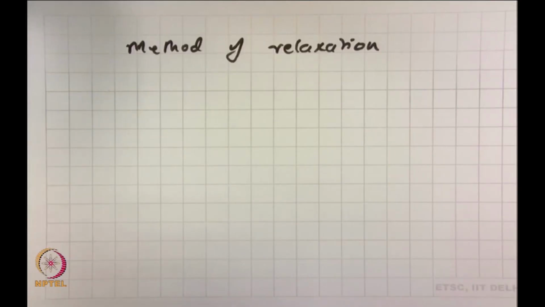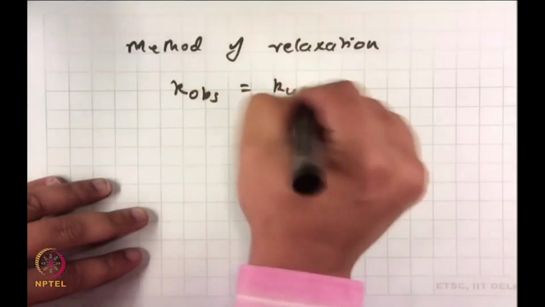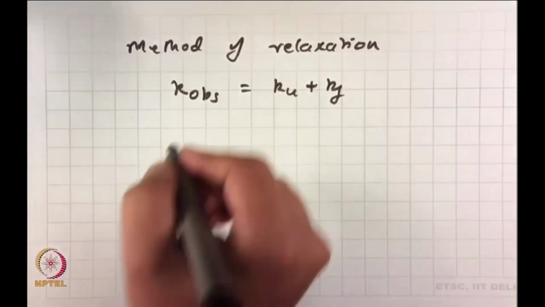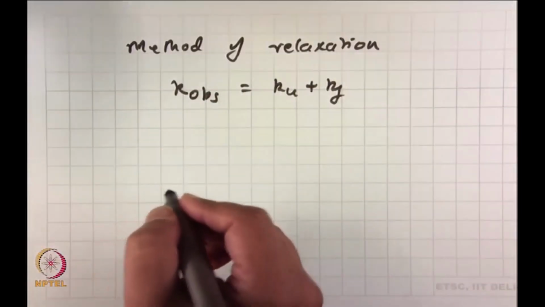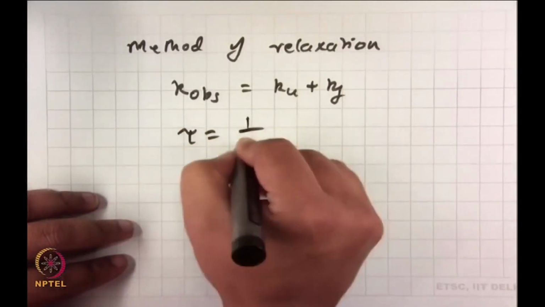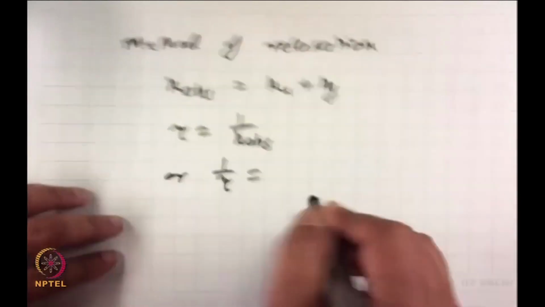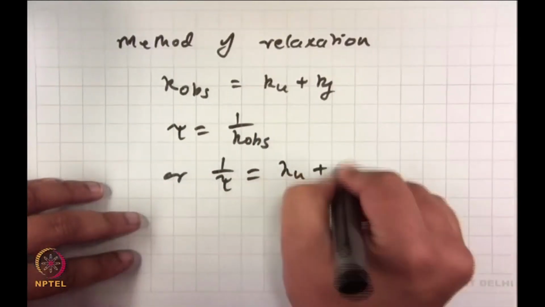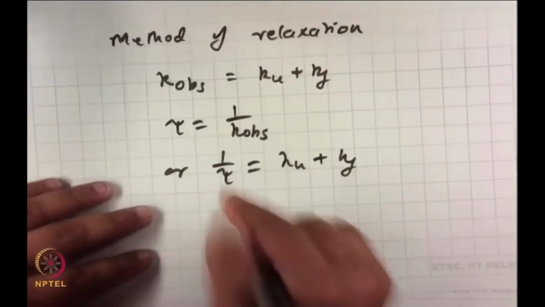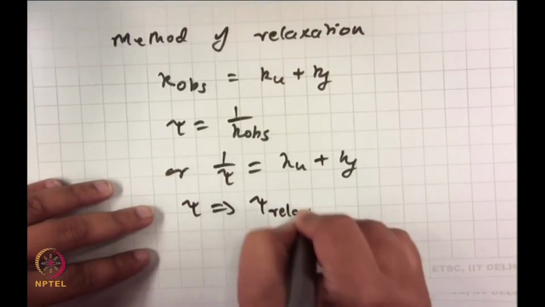And what is the rate constant of the relaxation? So, k relaxation or k observed is equal to Ku plus Kf, or I can write what is the relation between k and tau. Okay. So, that means tau is equal to 1 by k observed, or 1 by tau is equal to k observed is equal to Ku plus Kf, and this tau is referred to as tau relaxation.